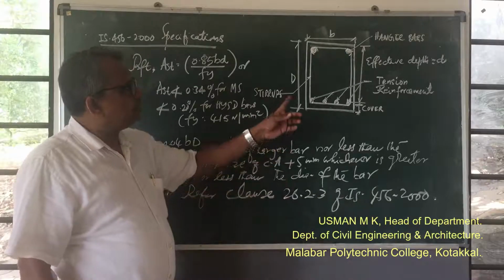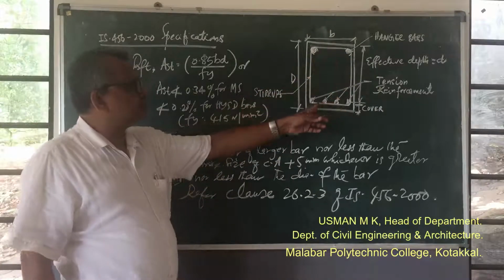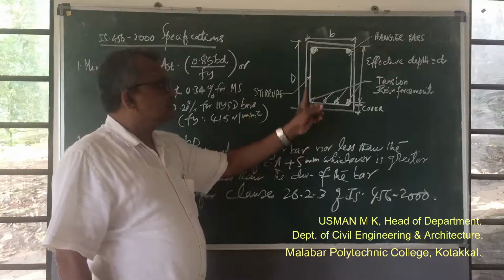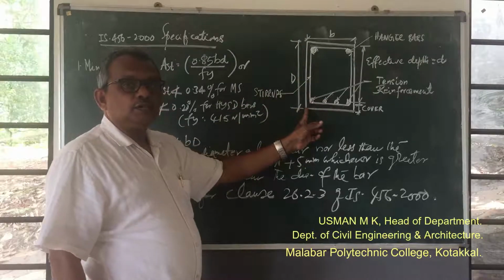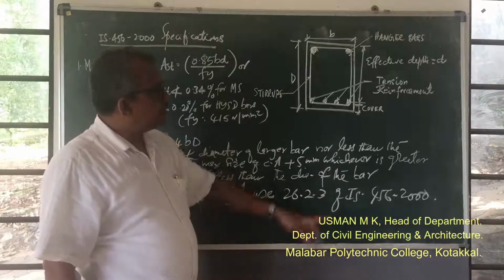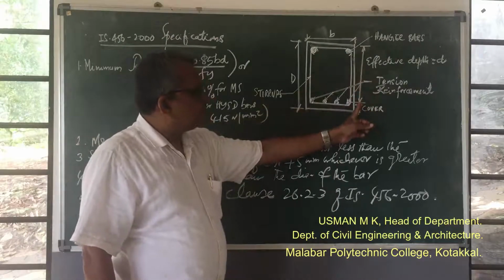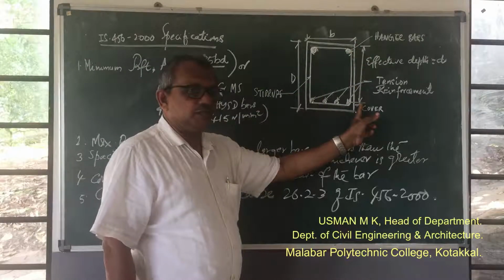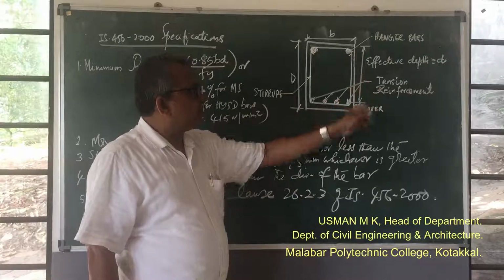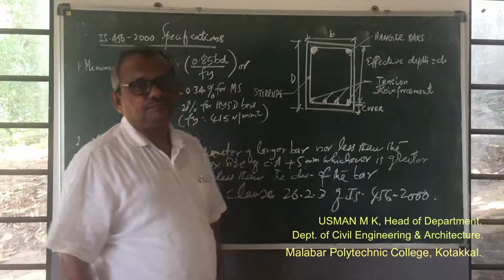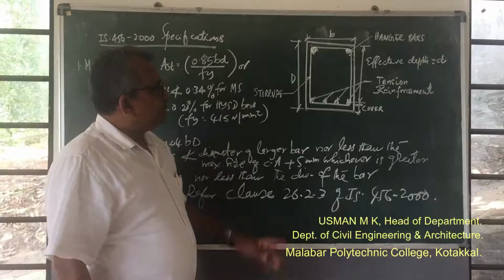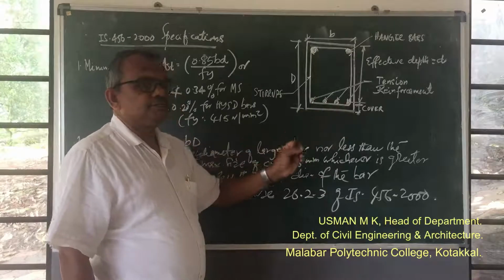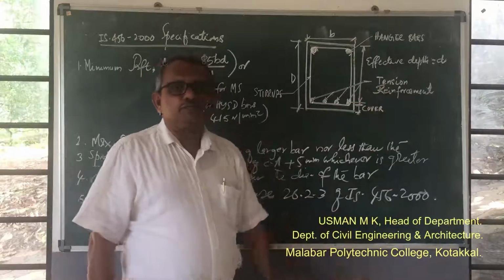Right? So here I have given the section of a singly reinforced beam of breadth B and depth D. This capital D is the overall depth of the beam, whereas small d is the effective depth, that is the distance from the top to the center of the reinforcement. It is marked in the figure, that is small d, effective depth. Now, you can see at the bottom, main reinforcements are placed. It is written as tension reinforcement.